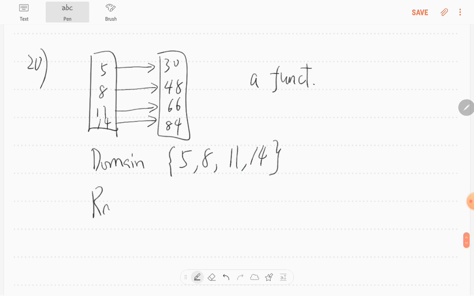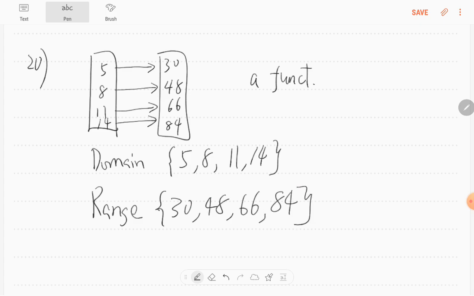What is the range? Range is the collection of all the corresponding values. So 30, 48, 66, 84. So this is the range.